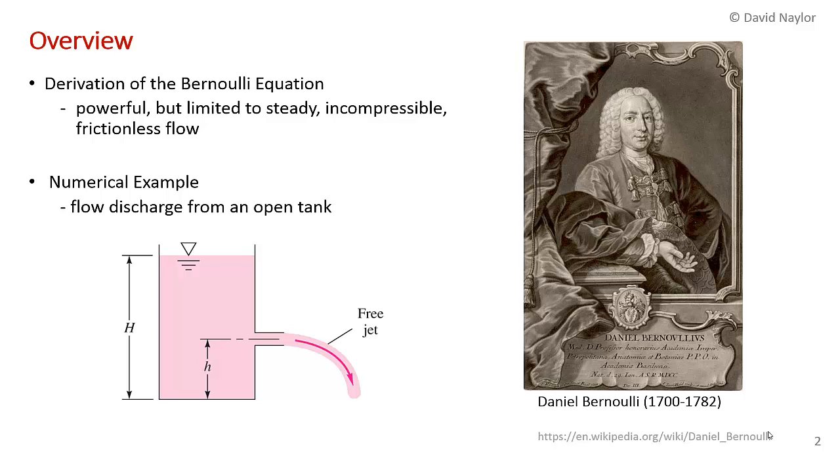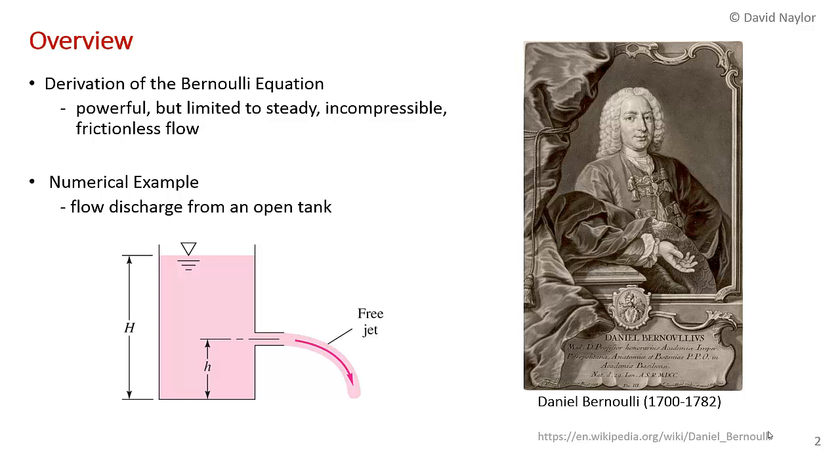The Bernoulli equation is named after Daniel Bernoulli, who lived in the 1700s. And it should also be mentioned that a substantial amount of refinement of Bernoulli's equation was done by Euler, a Swiss mathematician that lived in a similar time period.